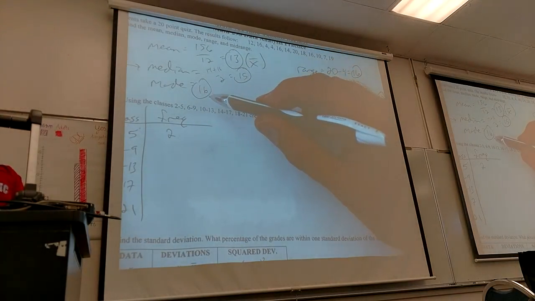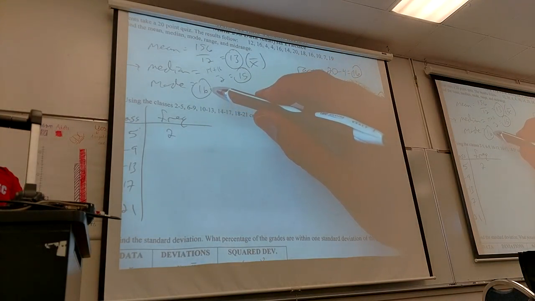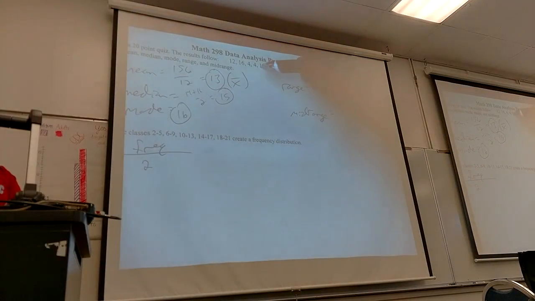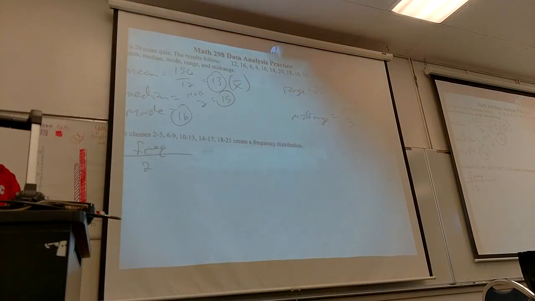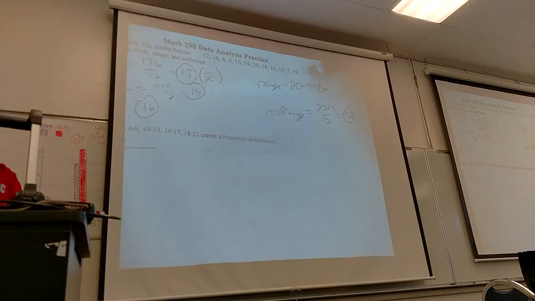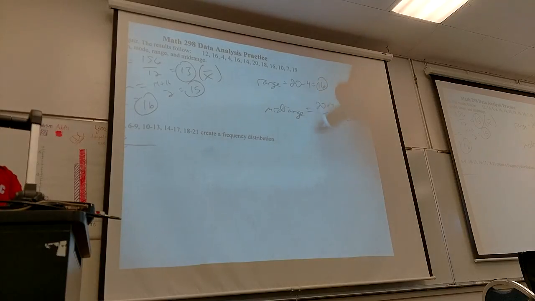The mode, 16 wins. It shows up 3 times, more than anybody else. I know that 4 shows up twice, but 16 won. Range, 20 minus 4, high minus low. Mid-range, add the high and the low and divide by 2. 12 is in the middle of the range.